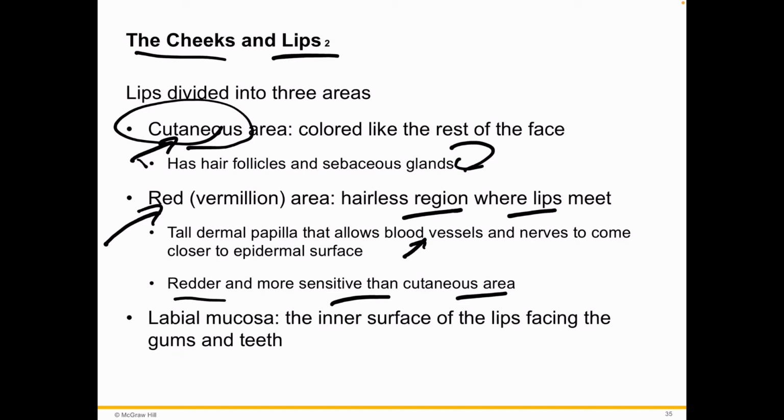The labial mucosa, which is the inner side of the lips, which is facing the gum and the teeth. Since it's labial, meaning lips, and then mucosa because there's quite a bit of secretion in that area.